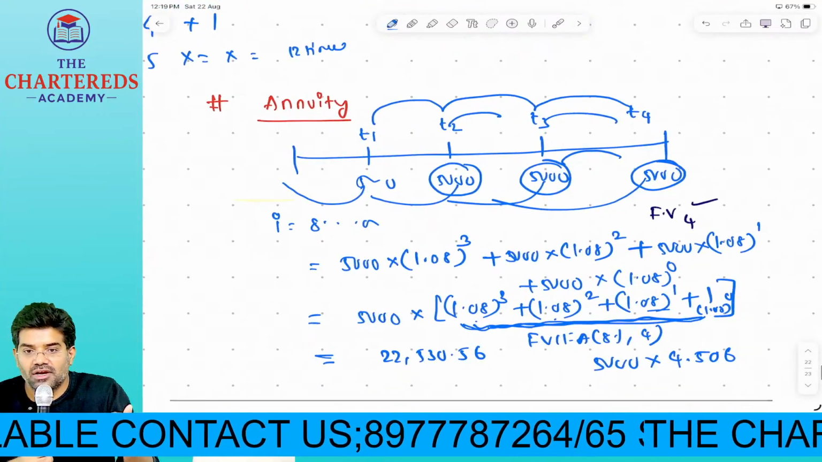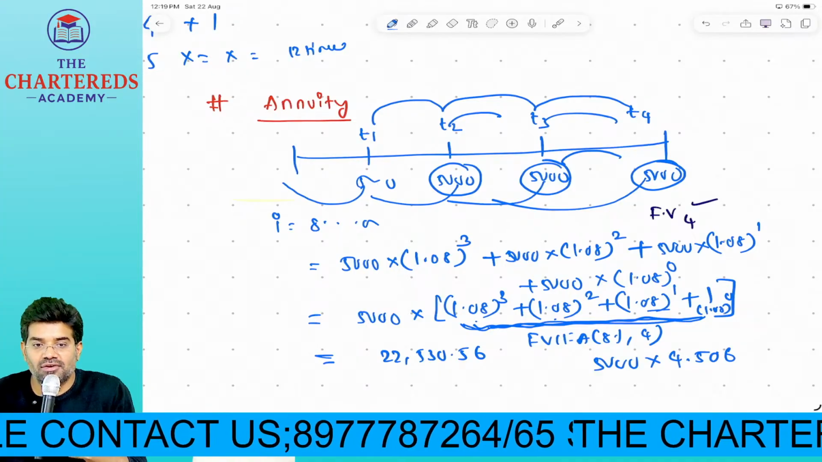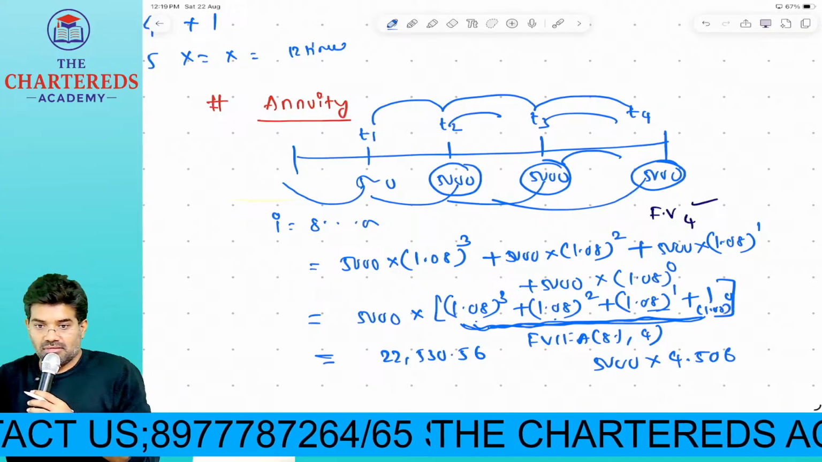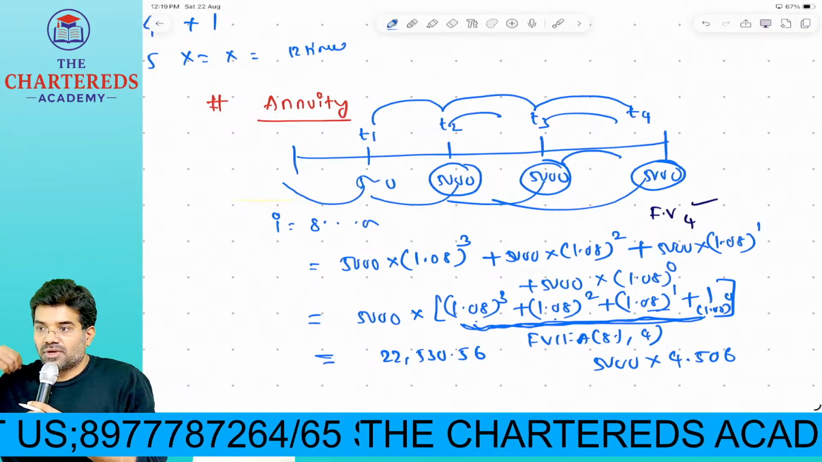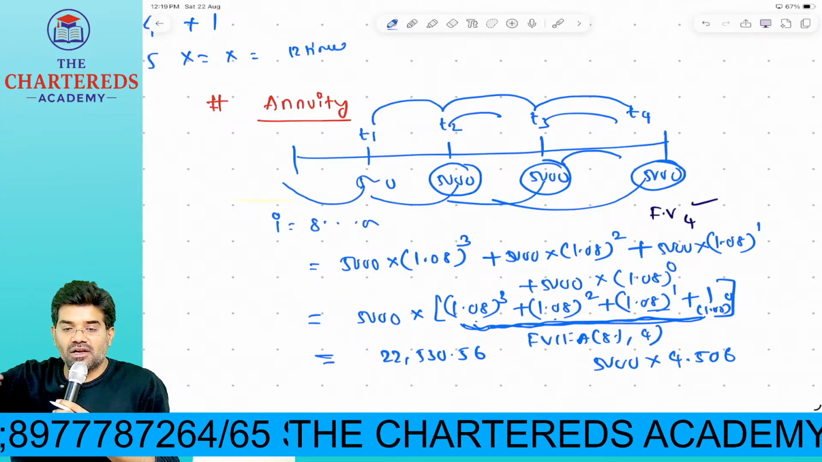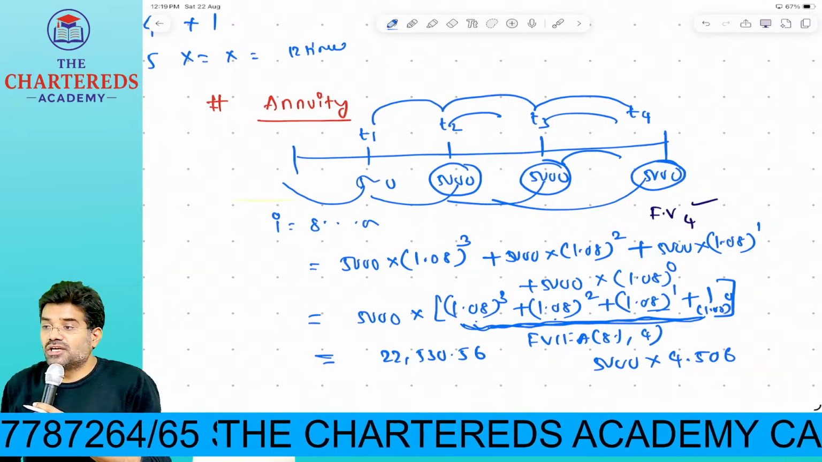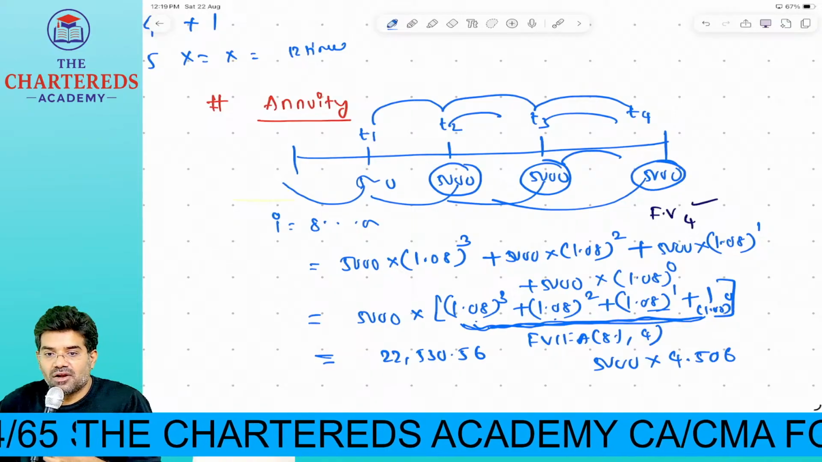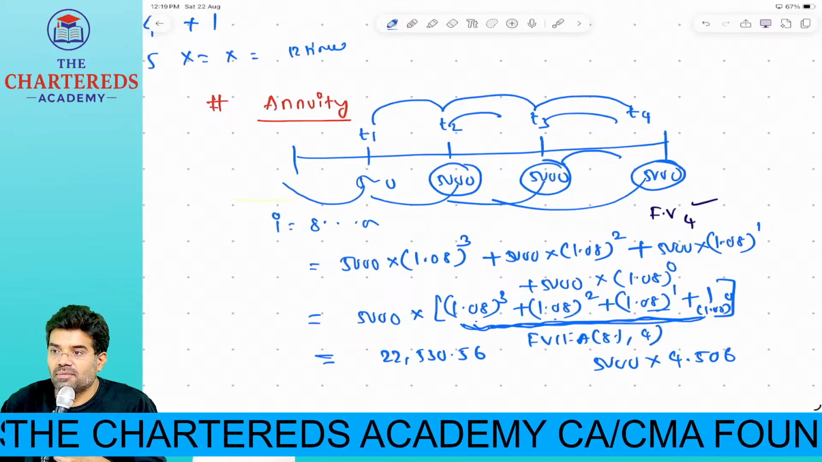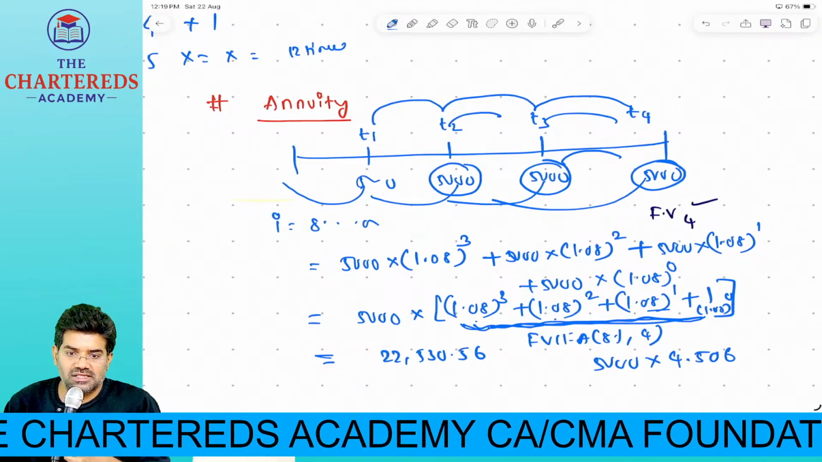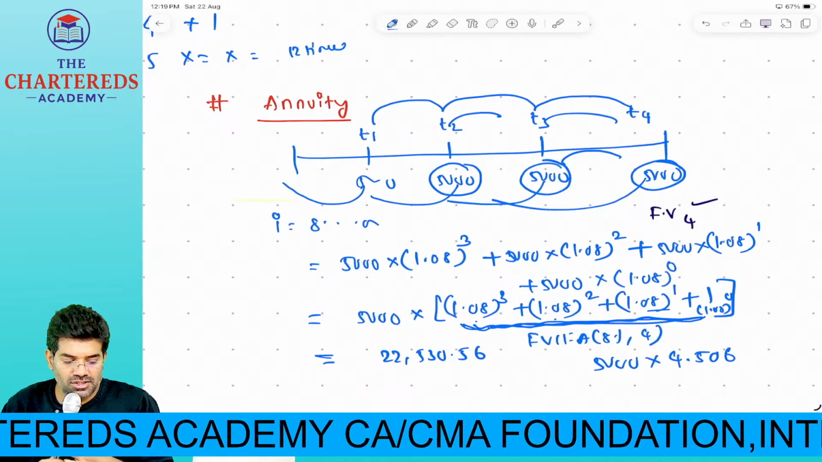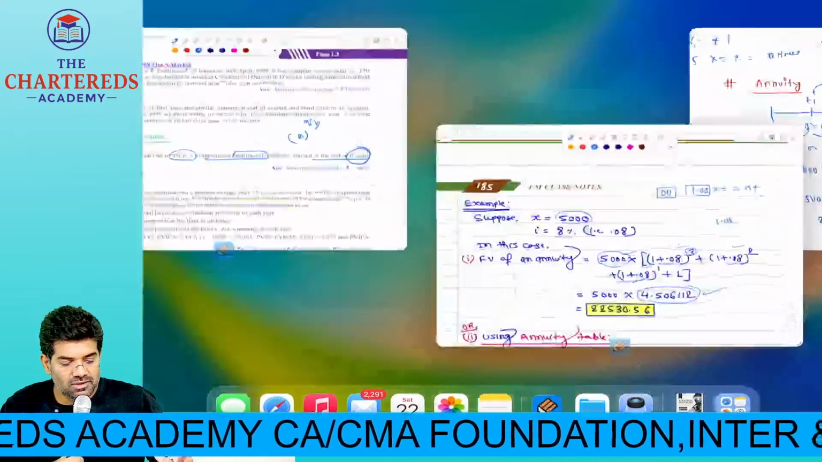One is ordinary annuity, another is annuity due. If nothing is given in the question in our chapters, whether the cash flow is occurring at the end of the period or the beginning of the period, we should assume that it is occurring at the end of the period, ordinary annuity. Only if it is specifically given as beginning should we consider it so. Understood? So write notes now.